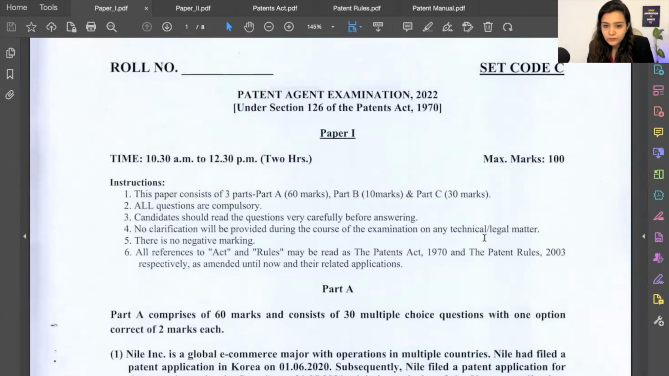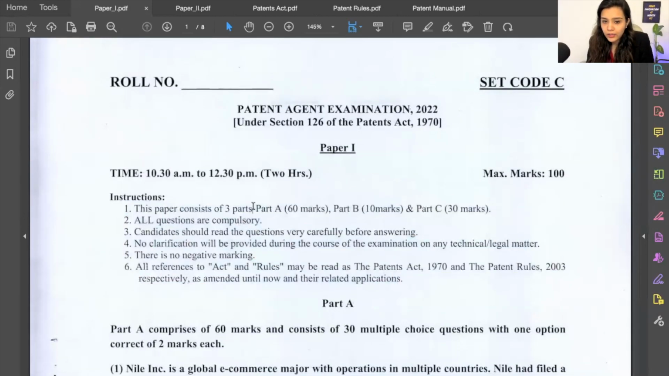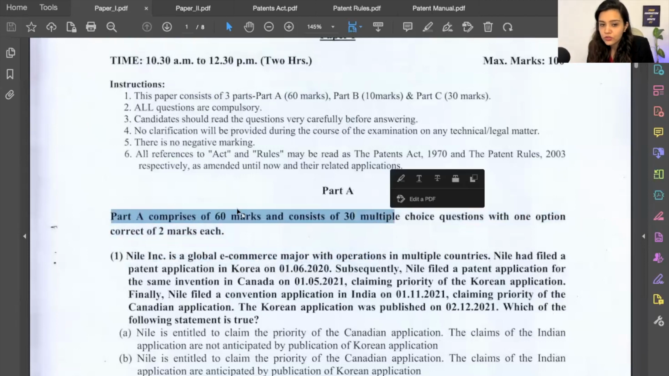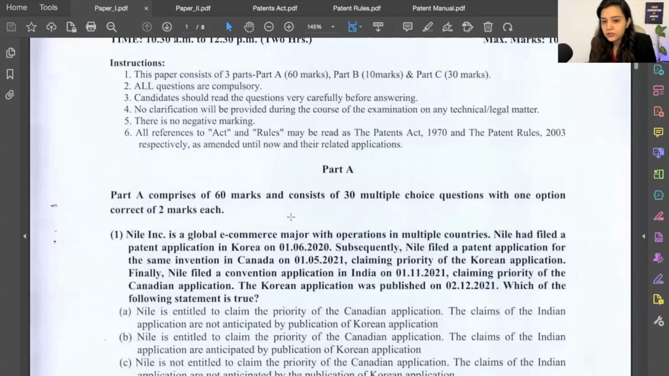So paper one consists of three parts, part A, part B and part C. And paper one checks how well aware you are about the Patent Act and its rules. So the Patent Act 1970 and the rules associated with it, your acumen to understand this act and the rules is checked in paper one. The first part, part A, consists of 30 multiple choice questions with 2 marks each. So the total marks of part A is 60.